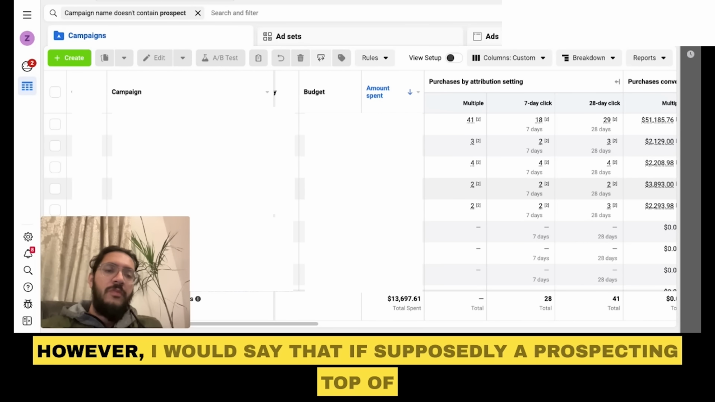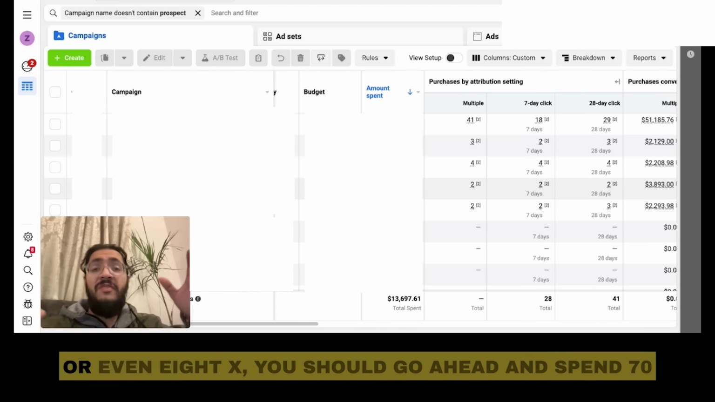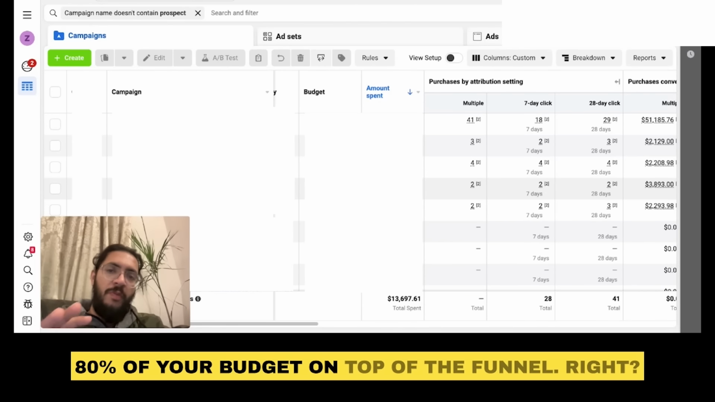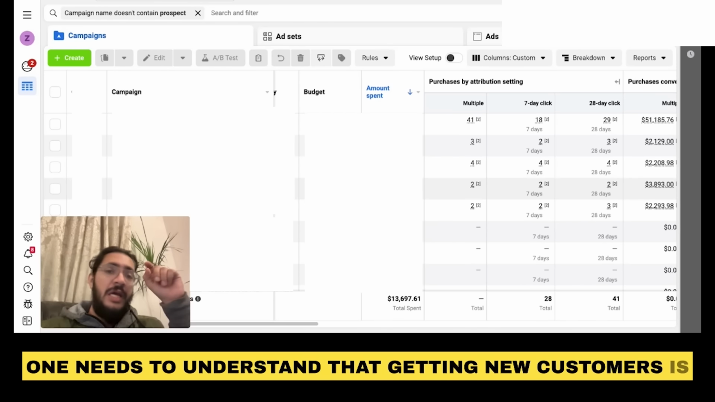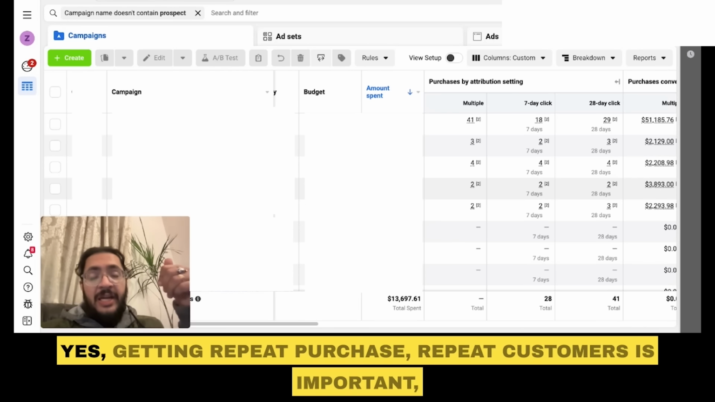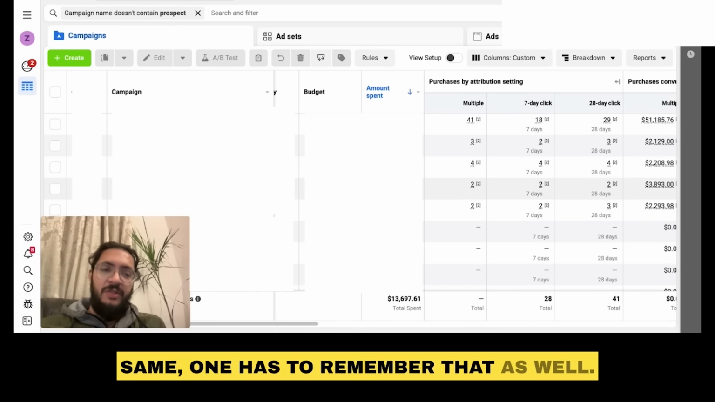However, I would say that if supposedly a prospecting top of the funnel campaign is performing at 4x, and the middle of the funnel, bottom of the funnel is at 5, 6, 7, or even 8x, you should go ahead and spend 70, 80% of your budget on top of the funnel. Right? One needs to understand that getting new customers is the only way you could actually increase your business. Yes, getting repeat purchase, repeat customers is important, but again, not all e-commerce companies are the same. One has to remember that as well.